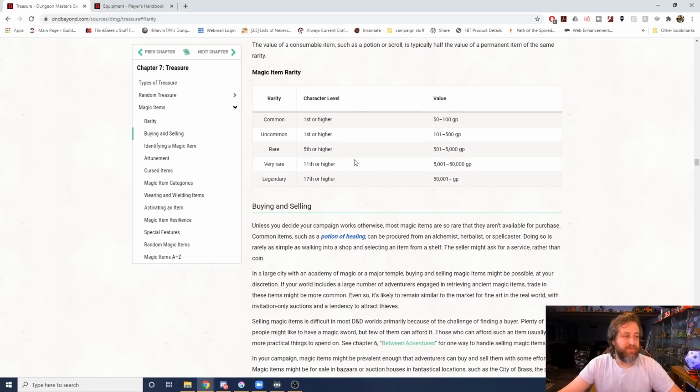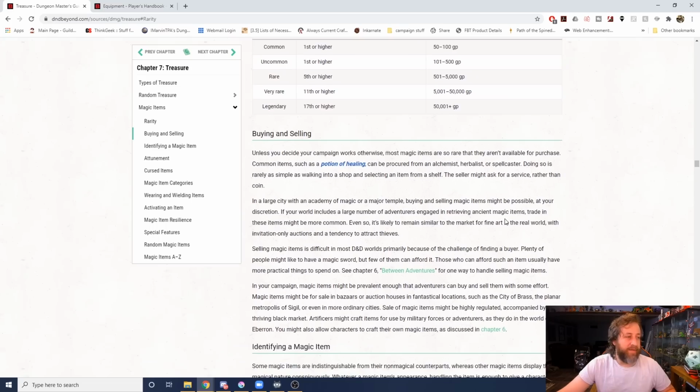very swingy: a very rare magic item is anywhere from 5,001 gold pieces to 50,000 gold pieces. Thanks for that. That really gives me a good concept of how to price those, especially if people want to sell them. And then they have a section on buying and selling, but that's almost useless. Maybe I'll do another video on that.